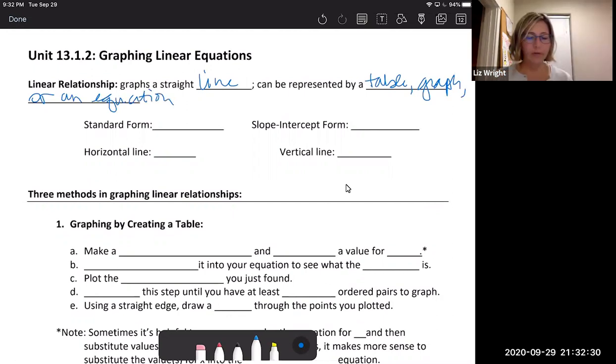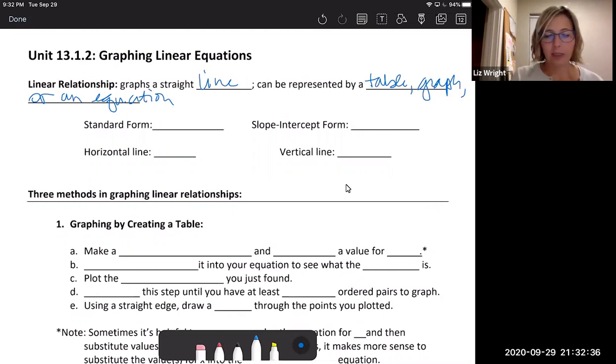We have several different types of forms that we can use. One is going to be our standard form. And the standard form for a linear equation is going to be ax plus by equals c. So I want you to think about how that compares to our standard form of a quadratic equation. Remember that was ax squared plus bx plus c equals 0.